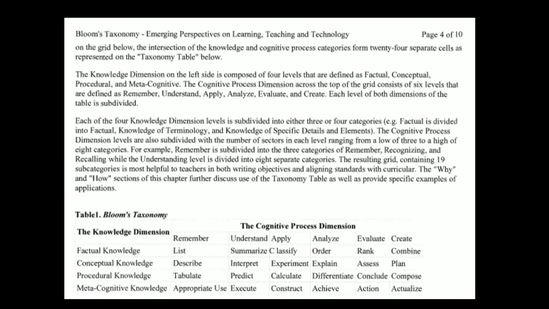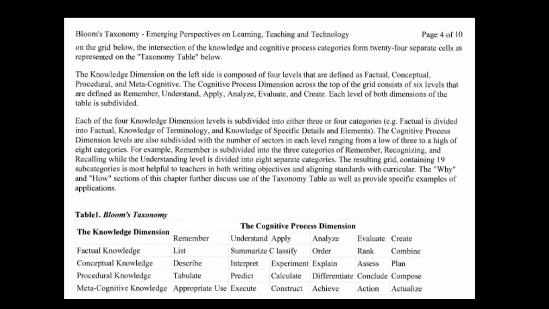Then, structural changes seem dramatic at first, yet are quite logical when closely examined. Bloom's original cognitive taxonomy was a one-dimensional form with the addition of products. The revised Bloom's taxonomy takes the form of a two-dimensional table. One dimension identifies the knowledge dimension, while the second identifies the cognitive process dimension, as represented on the grid below. The intersection of the knowledge and cognitive process categories forms 24 separate cells, as represented on the taxonomy table.